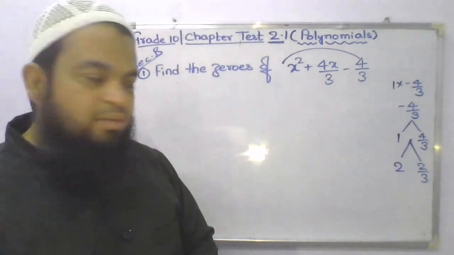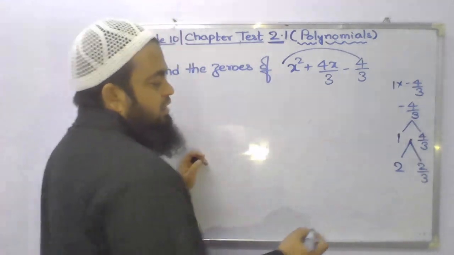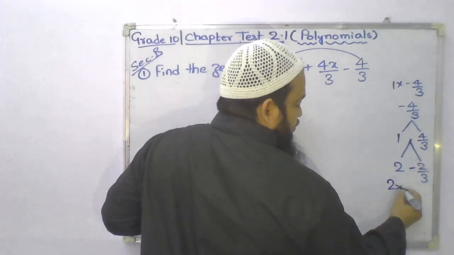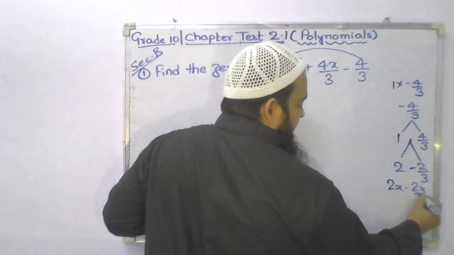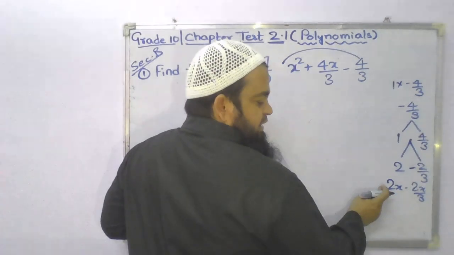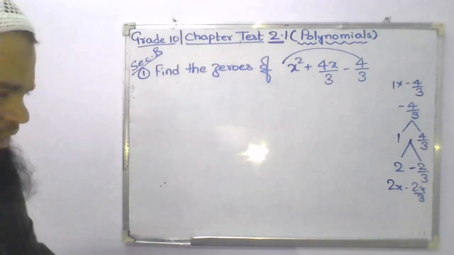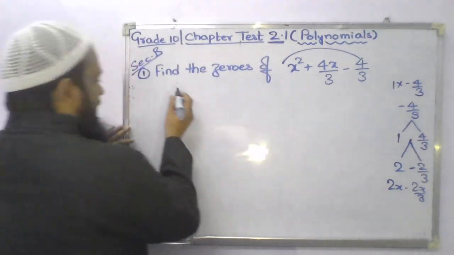When I subtract, it is coming. And if I keep negative over here, so can I write it as 2x minus 2x by 3? I think so. 3 twos are 6x, right? 6x minus 2x is 4x by 3. So I got this idea just now. So can we do it?